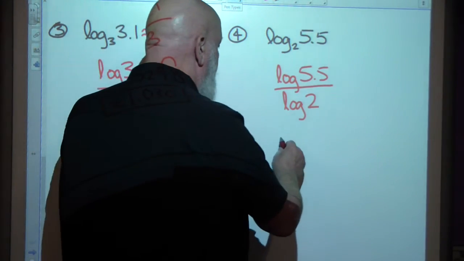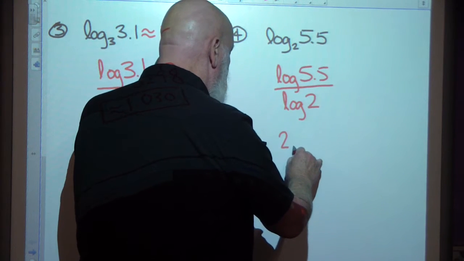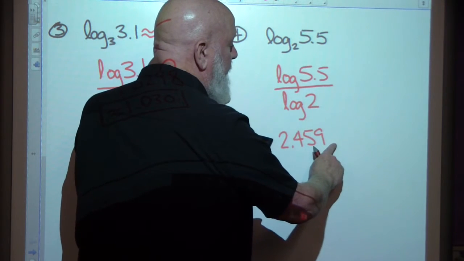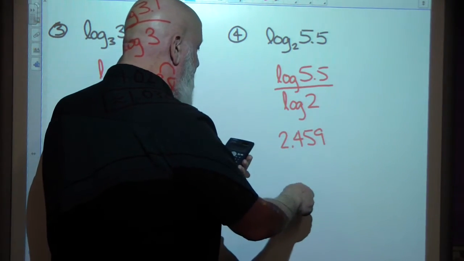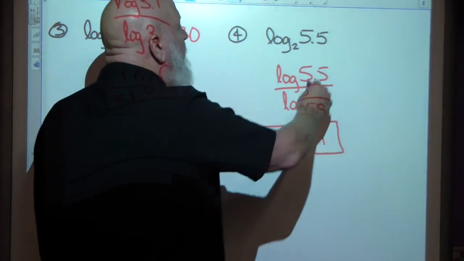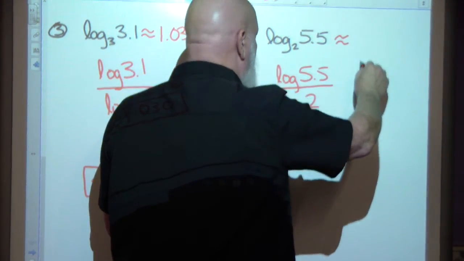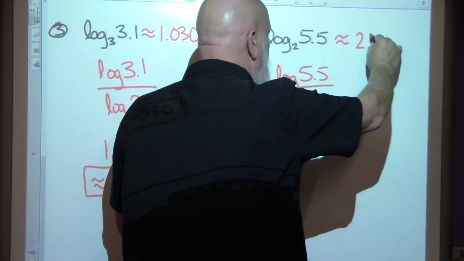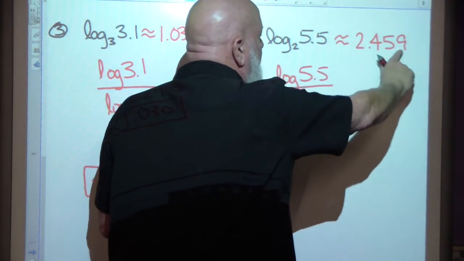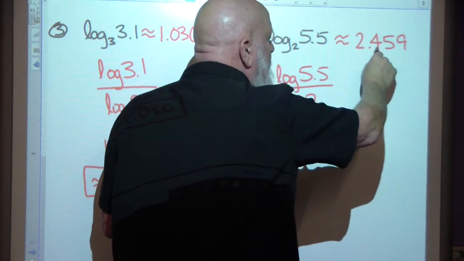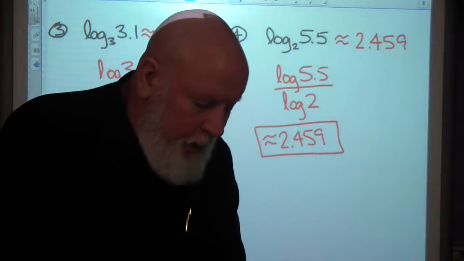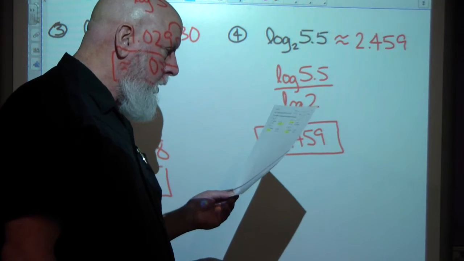2.459, and that won't round up. The next digit's a 4, so that won't round that up. So I'm going to say that's our evaluation. This is equal to approximately this, which means 2 raised to this power should give me about 5.5. Since it's an approximation, it won't be exact. And now let's see if I got it right.